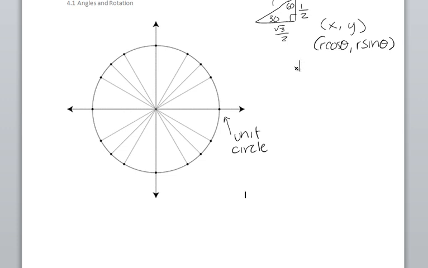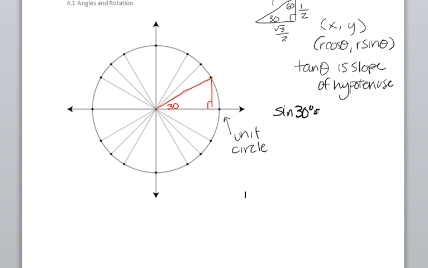And then we know that tangent of theta is the slope of the hypotenuse of the triangle that we're going to draw. Okay, so what we looked at was, if I wanted to find sine of 30 degrees, what I could do is draw this right triangle here, right? And so I can go through and find sine of 30 degrees. And that is 1/2, right?